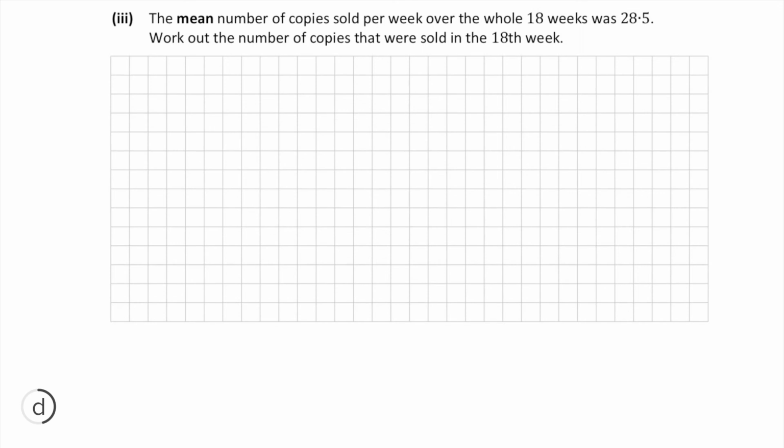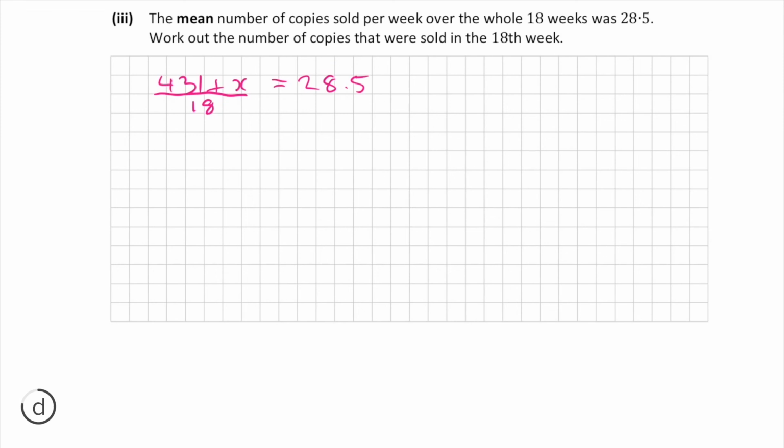In part 3, we're told that the mean number of copies sold over the 18 weeks was 28.5, and we have to work out the number of copies sold in the 18th week. We worked out earlier that the mean is the total number of copies sold divided by the total number of values. We know that the total number of copies sold over 17 weeks was 431, and let's call the number of copies sold in the 18th week x. So the total number of copies sold is 431 plus x, and the total number of values or weeks is 18, so we can let 431 plus x divided by 18 equals 28.5, or the mean.